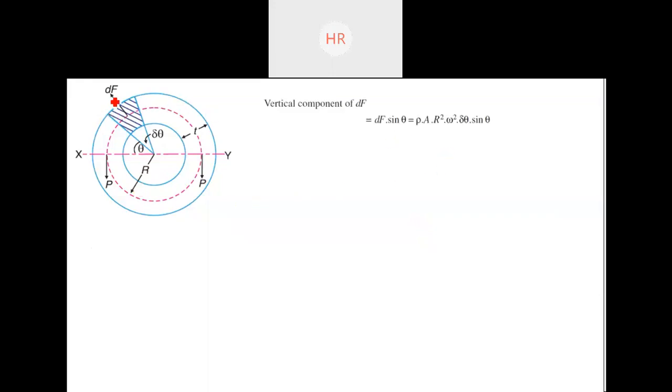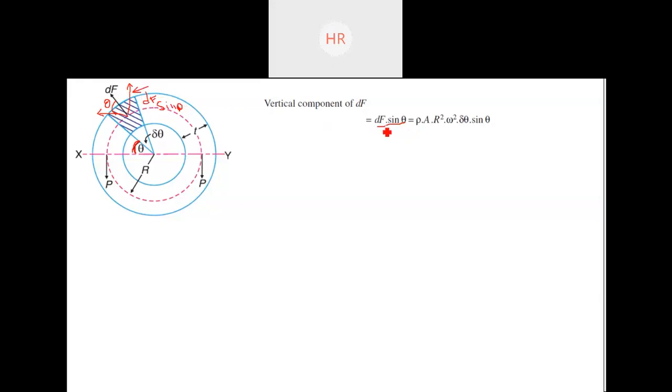So if we find a vertical component of this force, the vertical component of this dF force is equal to dF sine theta, because we are shown that this angle is theta. So if we resolve this dF into two components, one horizontal and one vertical, and this angle is theta, then the vertical component will be dF sine theta.